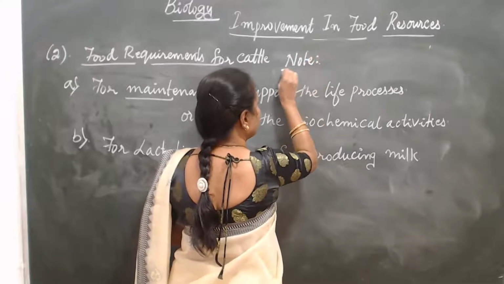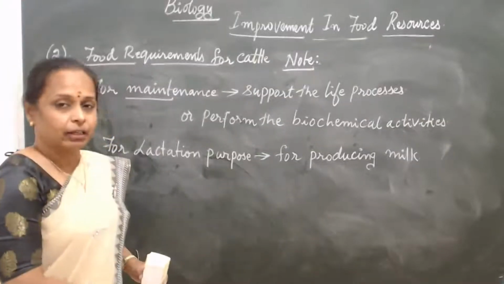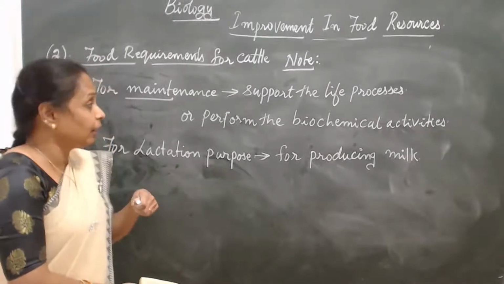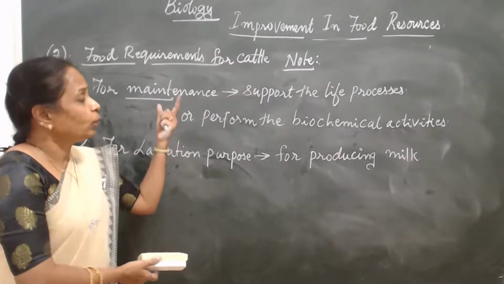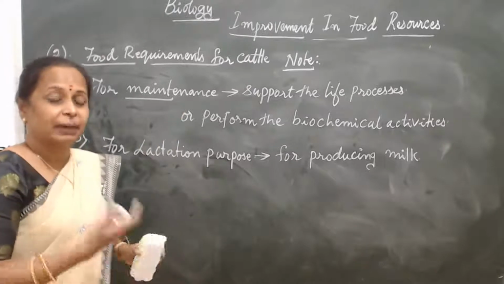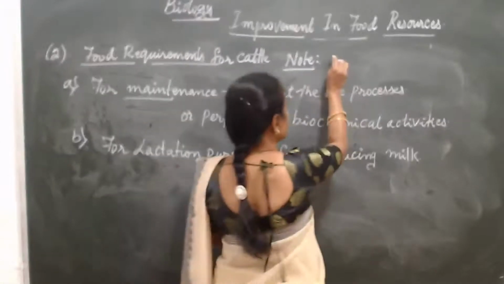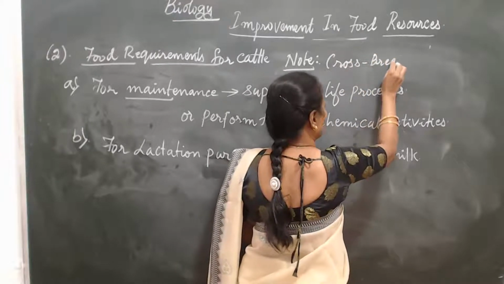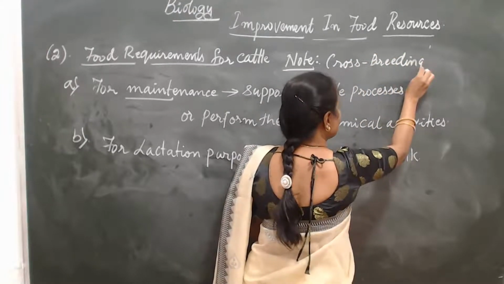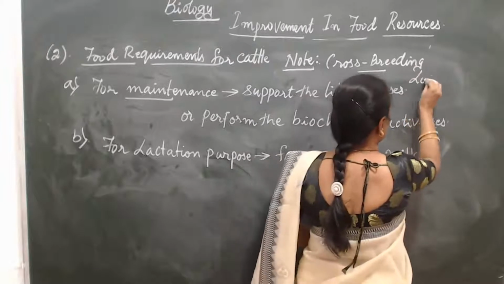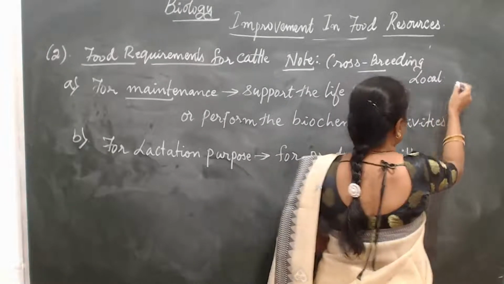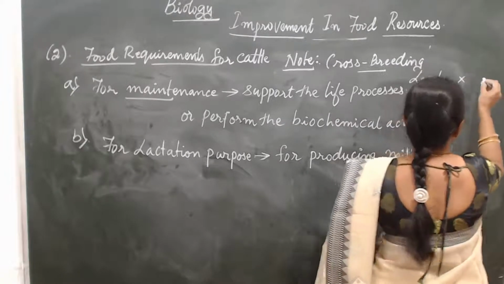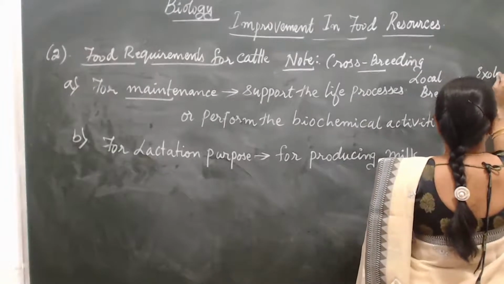Whatever variety we are getting in terms of breeding, I told you that we go for hybridization in the case of plants. But when you go for animals, what is being done is cross breeding. What is meant by cross breeding? The local breed is crossed with the exotic breed.